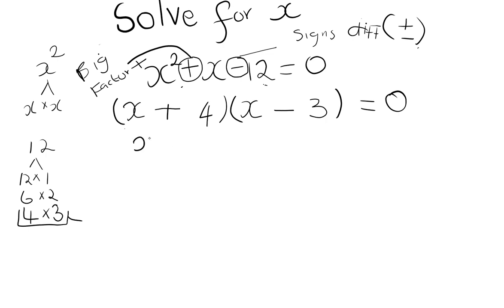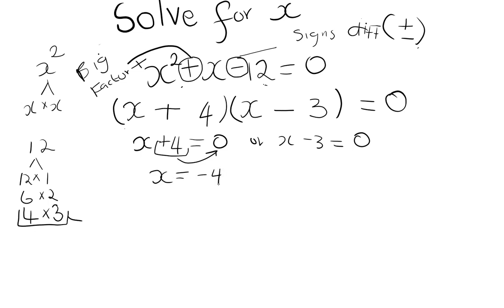And then we have x plus 4 is equals to 0, or x minus 3 is equal to 0. So we are going to transpose this to the other side, and each time when we transpose, the sign must change. Then we are going to have x is equals to negative 4. That is my answer for x.